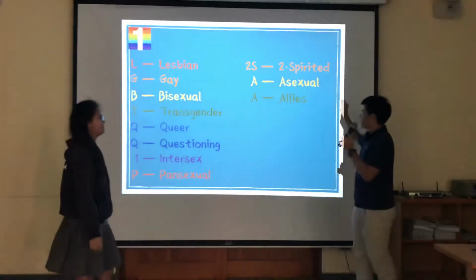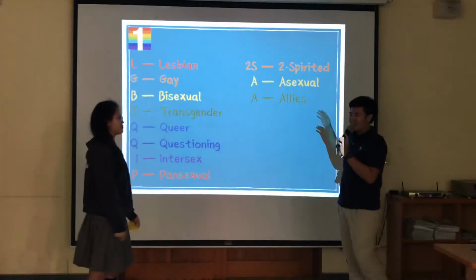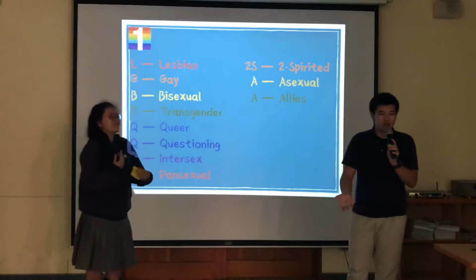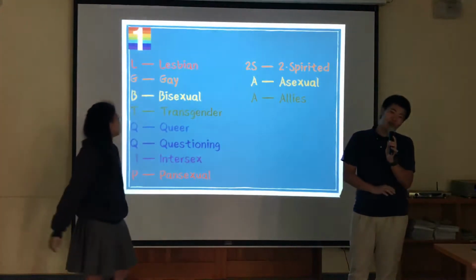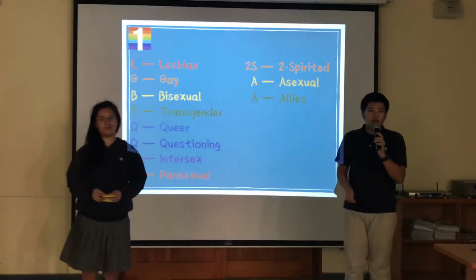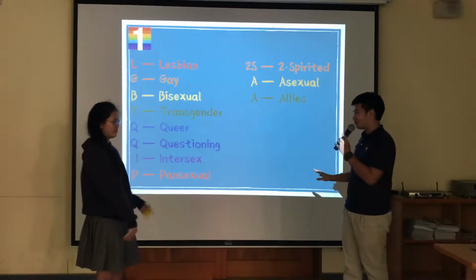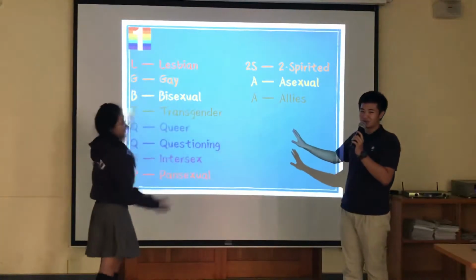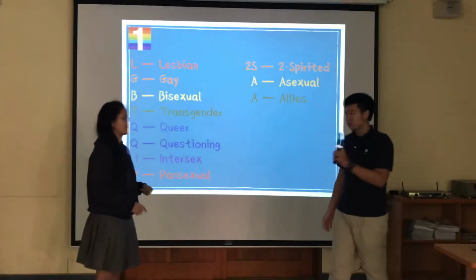And the first A is asexual, and this kind of people know how to love each other, but they don't want to have sexual intercourse with others. And the last one, Ally. Ally, this kind of people don't belong to LGBT groups, but they agree with their opinion and respect them.